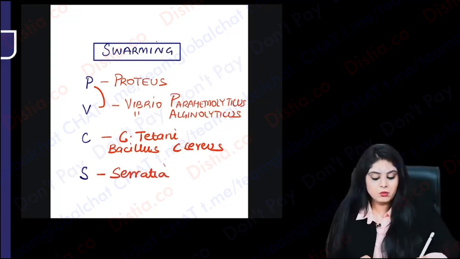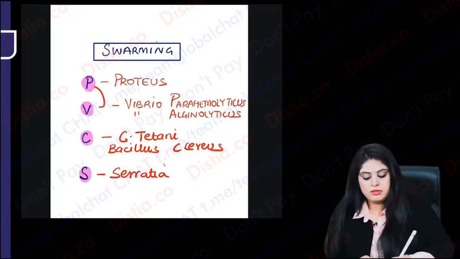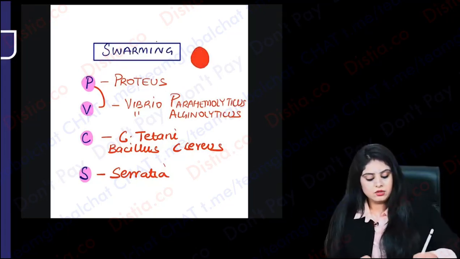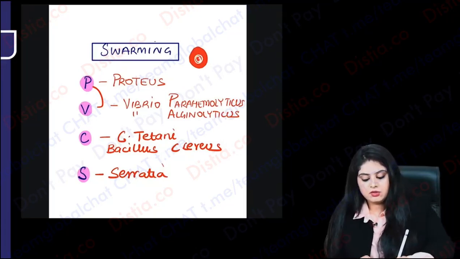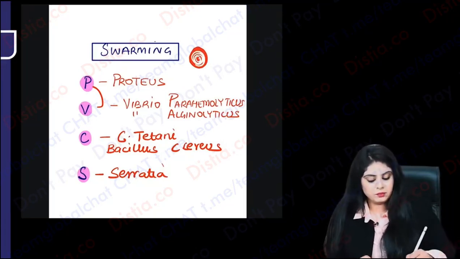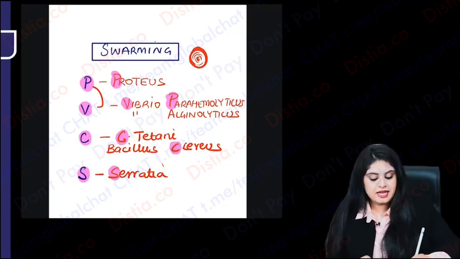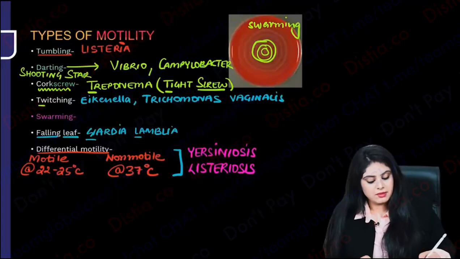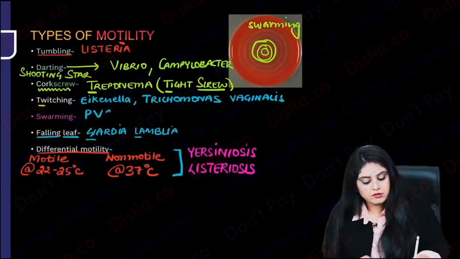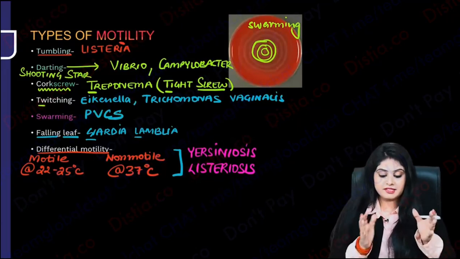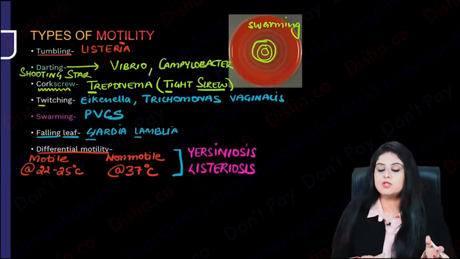Let's do a recap. What is swarming? Swarming is shown by PVCs. Swarming is basically seen on blood agar, and on that blood agar you're going to see a lot of these round movements. That is swarming. So P stands for Proteus, V stands for Vibrio parahemolyticus and alginolyticus, C for Clostridium tetani and Bacillus cereus, and S is for Serratia. So coming back, this is what you have for swarming. It is going to show PVCs. That is your final flashcard for the types of motility.